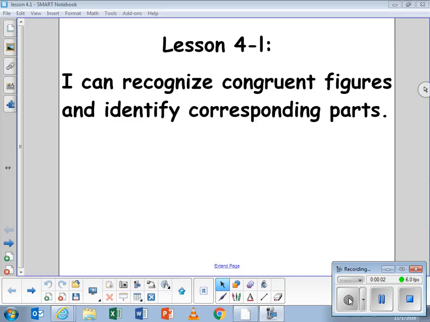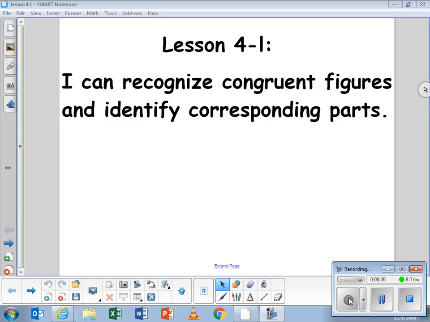So today we're talking about congruent figures. How to identify their congruent parts, how to name them, how to recognize from the name what parts are congruent. We're going to talk about all those different things. Okay?